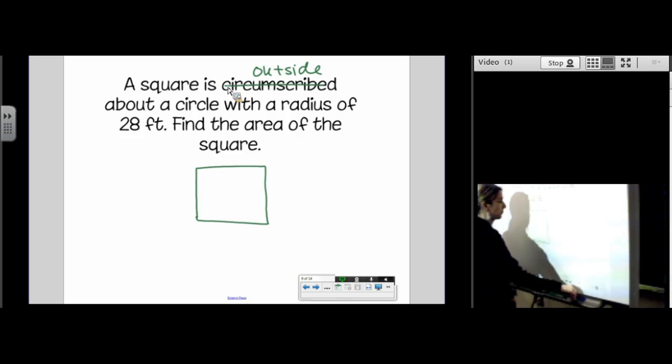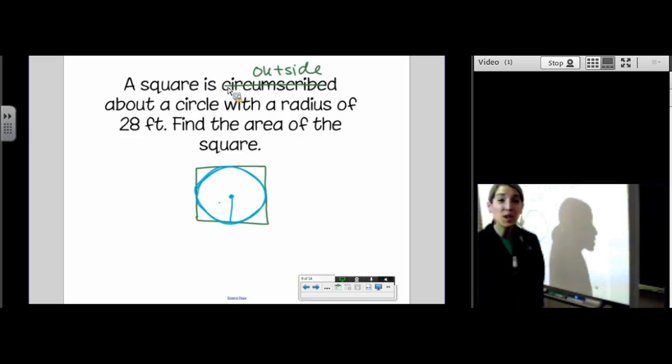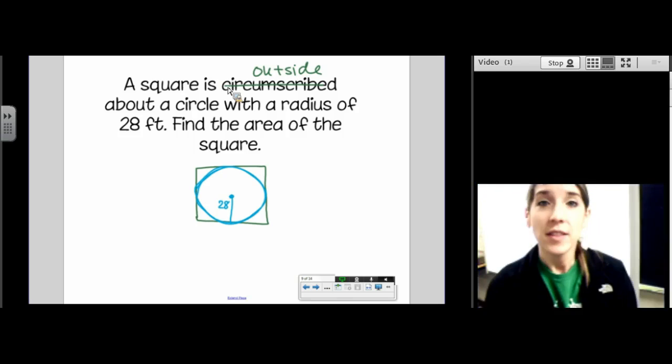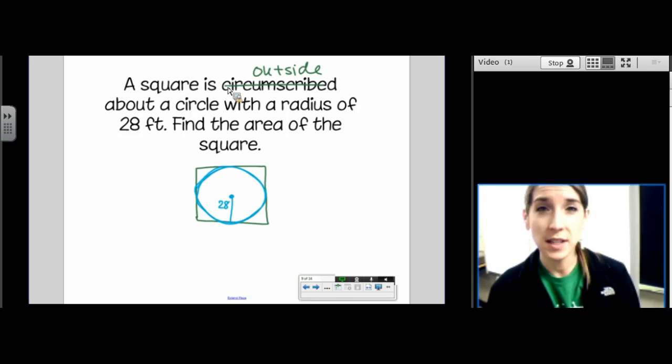because the circle does not hit the square at the vertices. The circle is going to hit the square at the sides. The circle has a radius of 28. So when the circle is on the inside, the radius of the circle is the apothem of the polygon. That's when the circle's on the inside.